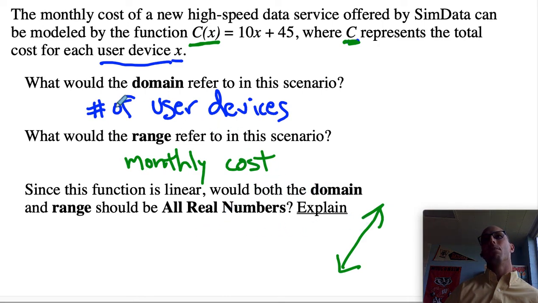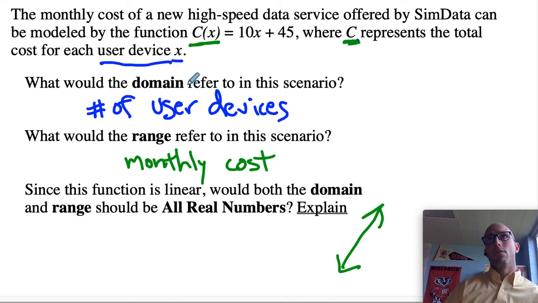Here's the thing, though. The domain of this function is number of user devices. So could we have 5 user devices? Sure. Could we have 38 user devices? Sure. Could we have 0 user devices? Sure. Could we have -3 user devices? No, that would not make sense in this scenario. So sometimes you have to think through some examples, and I encourage you to think about 0, think about negative, think about positive. So should this be all real numbers?